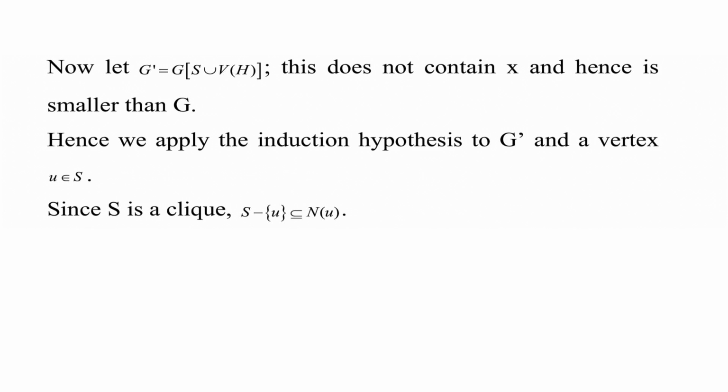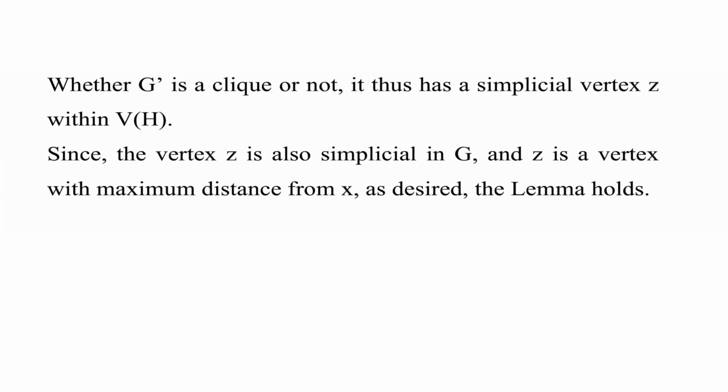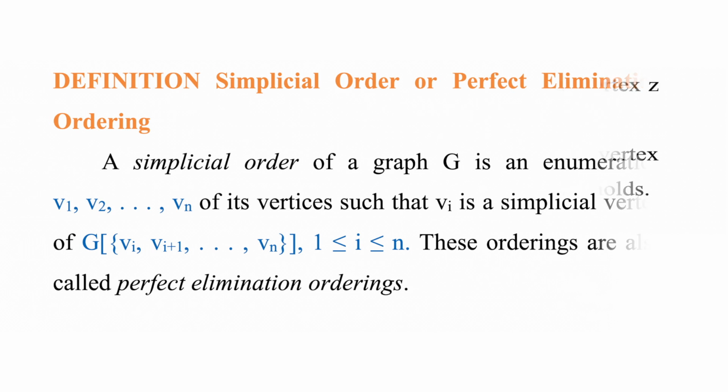Now, let G dash be equal to G of S union V of H. This does not contain X and hence is smaller than G. Hence, we apply the induction hypothesis to G dash and a vertex U in S. Since S is a clique, S difference singleton U is a subset of N of U. Whether G dash is a clique or not, it thus has a simplicial vertex Z within V of H. Since the vertex Z is also simplicial in G and Z is a vertex with maximum distance from X as desired, the lemma holds.